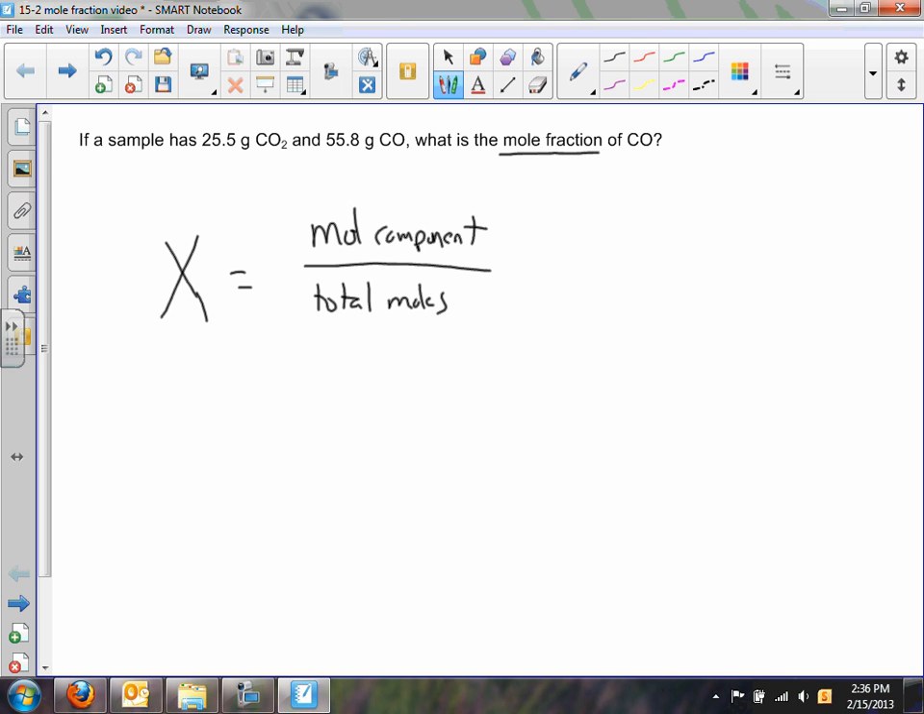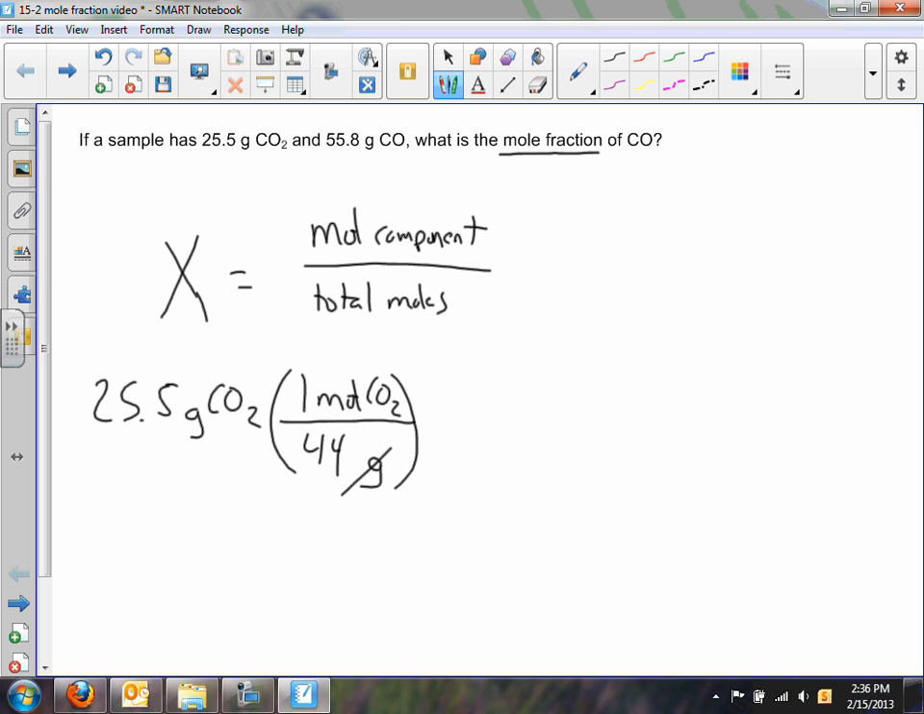Quite often they'll give you grams in the problem, so the first thing you have to do is convert them into moles. So if I have 25.5 grams of CO2, I want to change that into moles of CO2. And from the periodic table, we have 32 for the oxygen plus 12. That's 44 grams for every 1 mole. Taking my 25.5 divided by 44 gives me 0.5795 moles of CO. Sorry, CO2.